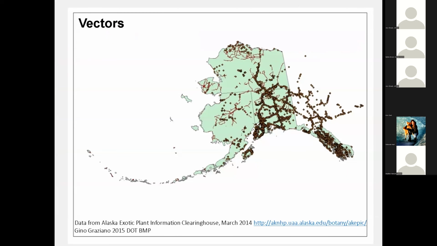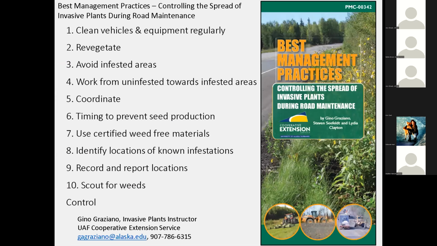This is not a road map of Alaska, but it could be. This is from the Alaska Exotic Plants Information Clearinghouse, or ACEPIC, showing invasive plant survey results. Roadways and vehicles are known vectors of invasive plant spread. Streams crossing under roadways are vulnerable to introductions. For anybody interested in reading more about what to do along roadways, there are published best management practices available. But I'm here to talk about our stream crossing sites, not the whole highway.